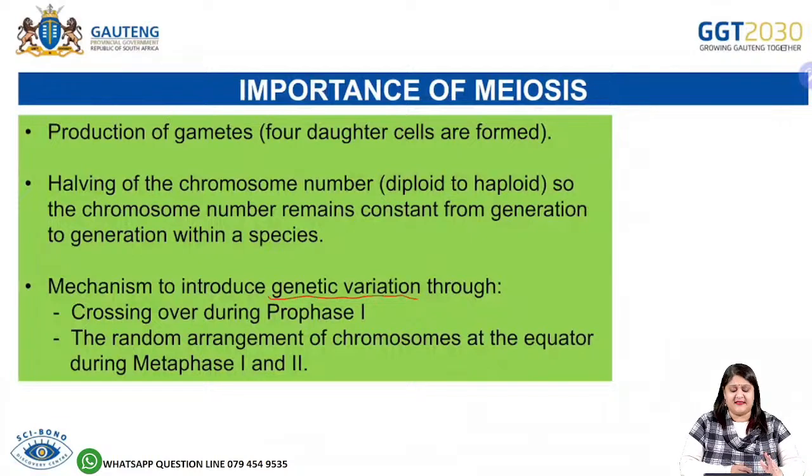This is brought about by 2 things during meiosis. Number 1, crossing over during prophase 1, because if you remember correctly, that is when homologous chromosomes lie adjacent to each other and chromatids overlap. It's the point called the chiasma, and they exchange genetic material. So those chromosomes are now going to be different. That is going to cause genetic variation. And then the other one is the random arrangement of chromosomes at the equator during metaphase 1 and metaphase 2.